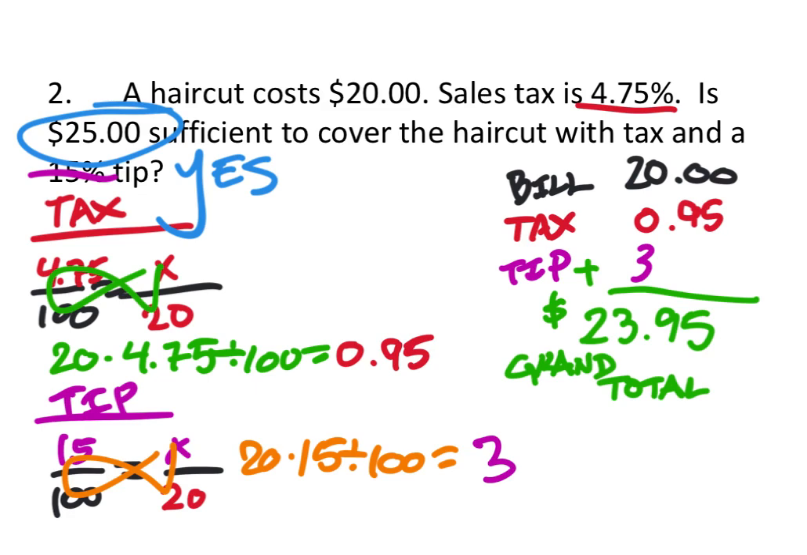Now, of course, I would recommend leaving that extra $1.05 for the haircut person, hair specialist. I don't know what they're called, but that would be, I guess, the more courteous thing to do. But if you were wondering, if you had a 15% tip with the 4.75% tax and a $20 haircut, would $25 be sufficient? Yes, it would.